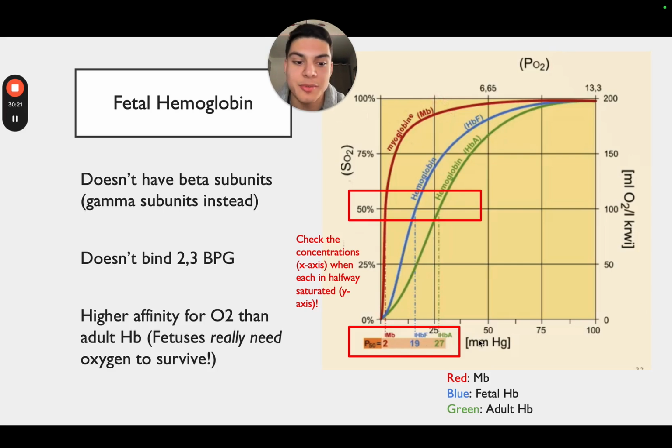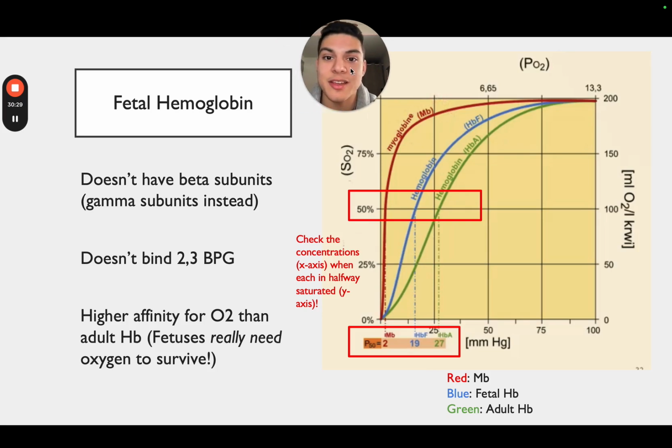So here it'll be 2 millimeters Hg. The other one will be 19, 27. So keep that in mind. If you have to make approximate estimates, the professor's not going to fault you for it, as long as you demonstrate that you understand KD, binding affinities, and all that stuff.